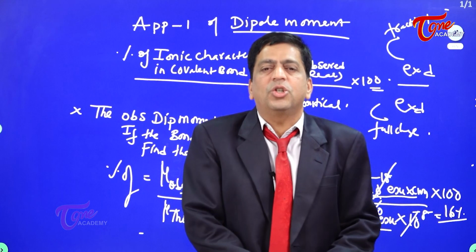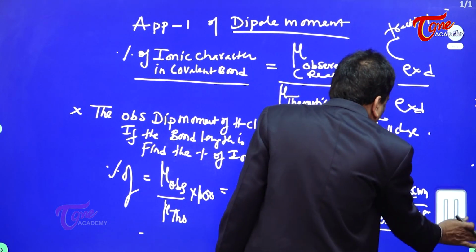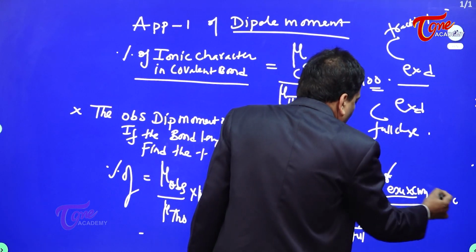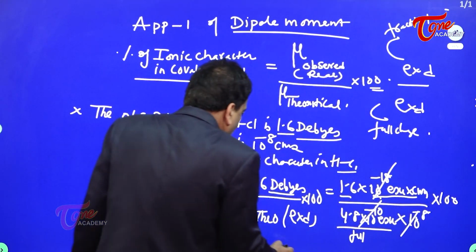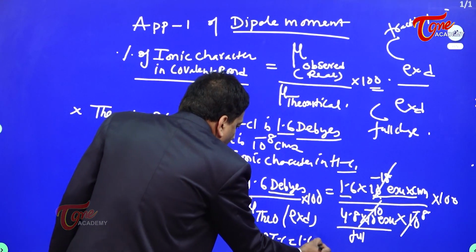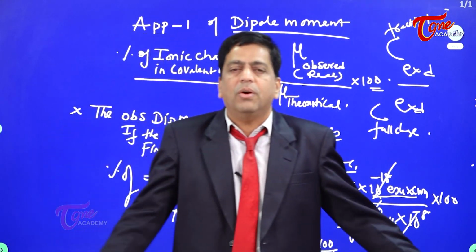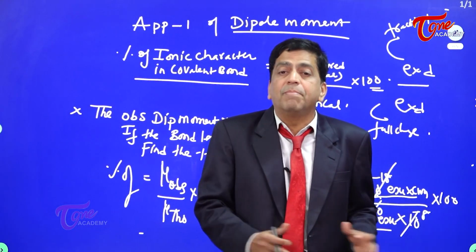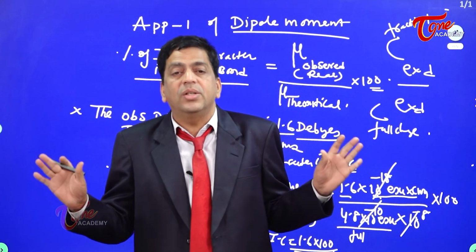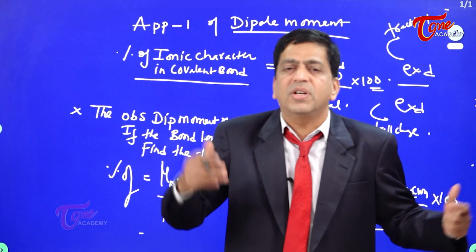That is how the percentage of ionic character is calculated. You are left out with 1.6 into 100, as everything else cancels. So the percentage of ionic character is 1.6 into 100. That is how it has been found out. You must understand. So there is some percentage of ionic character in HCl because H is different, chlorine is different.